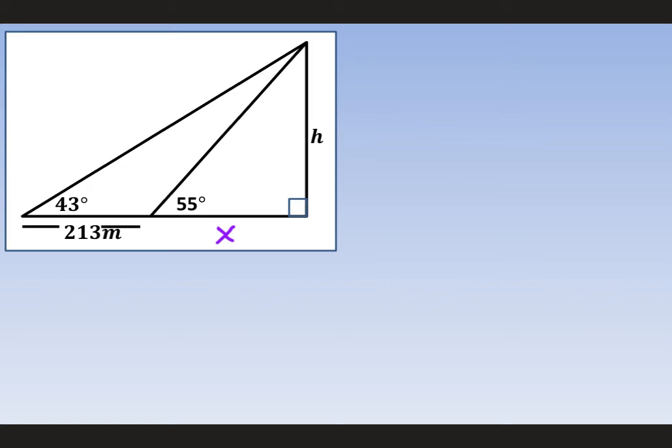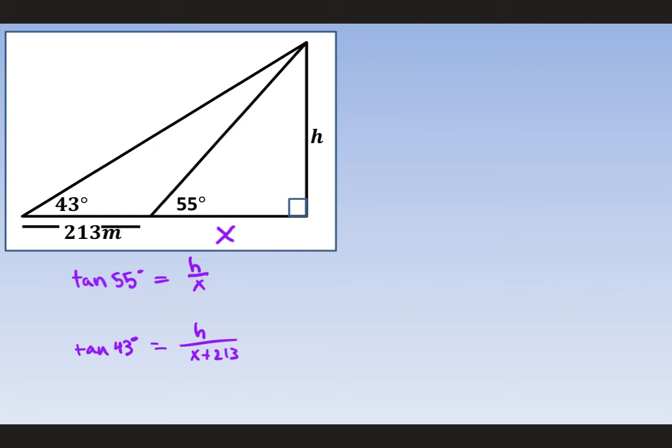We can go ahead and start trying to set some stuff up now. So using our trig, we have this angle, 55 degrees. We can do the tangent of 55 degrees is equal to the h variable over the x variable. Okay, if we look at the other angle of reference, this 43-degree angle over here, we could also say that the tangent of 43 degrees is equal to h over x plus 213. So since this whole base is the adjacent side for 43, we have to add the x and the 213 together there.